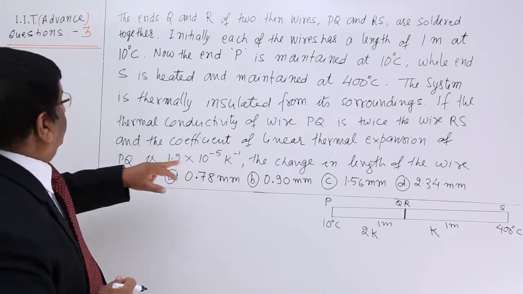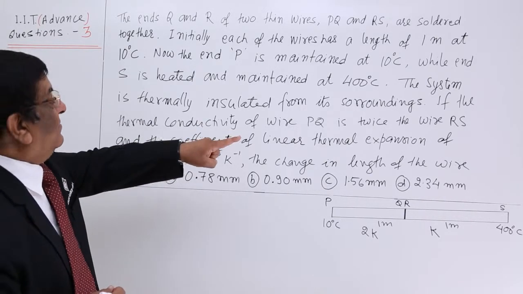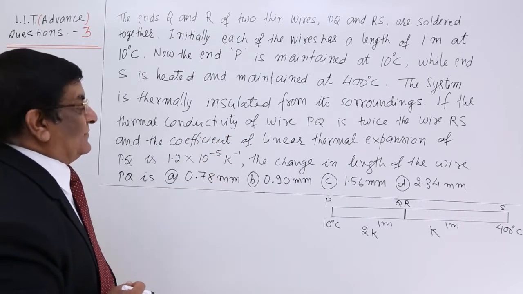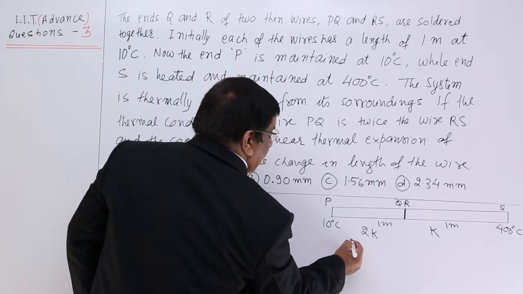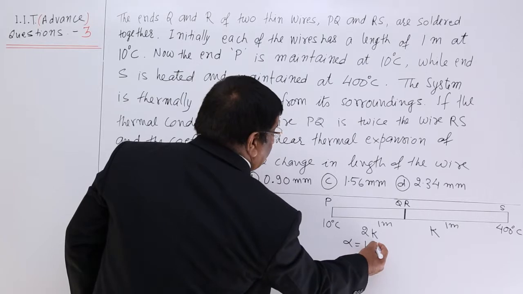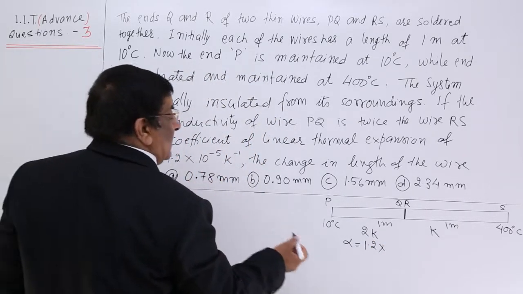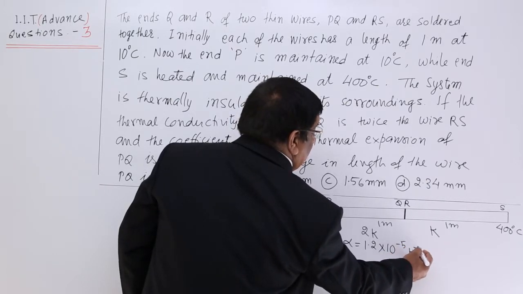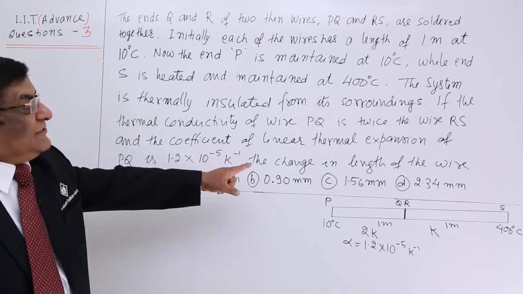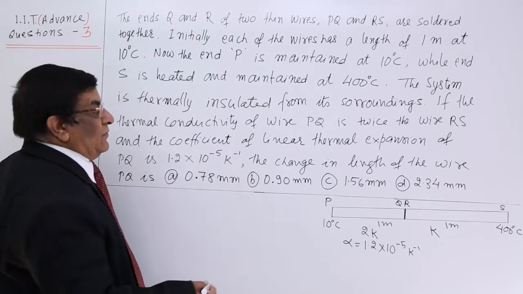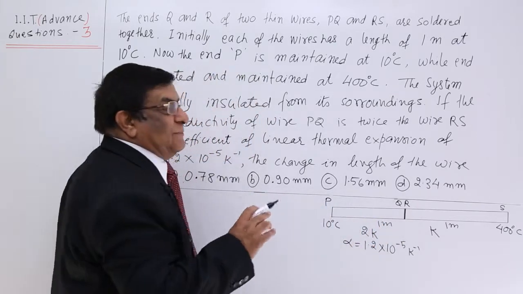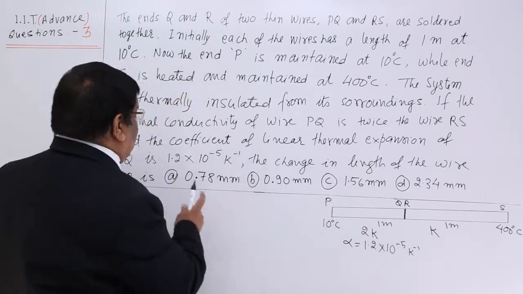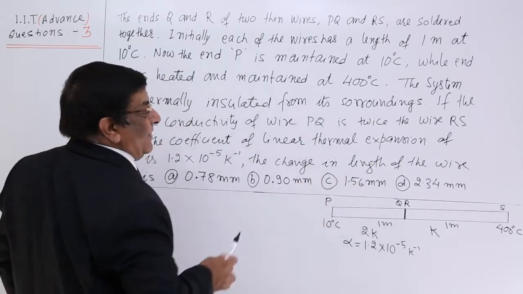Now, the coefficient of linear thermal expansion of PQ is 1.2 times 10 to the power minus 5 per Kelvin. The thermal coefficient alpha is given to us. The change in the length of wire PQ, this wire will experience a certain change in length, and we have to find out that change in length. The four options are given.